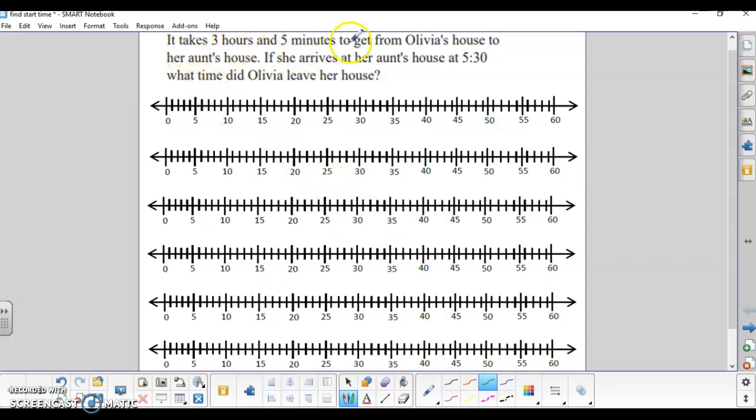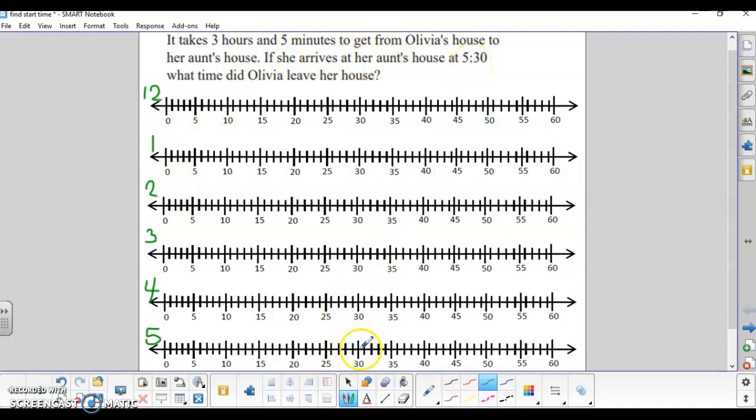It takes 3 hours and 5 minutes to get from Olivia's house to her aunt's house. If she arrives at her aunt's house at 5:30, what time did Olivia leave her house? So we're actually going to start at the bottom of our number line today. So we're going to start and label at the bottom. We have 5, and we're going to go backwards. 5, 4, 3, 2, 1, and 12 o'clock comes before 1 o'clock. So we're not going to 0, we are going to 12. Think about a clock and how your numbers on a clock work.